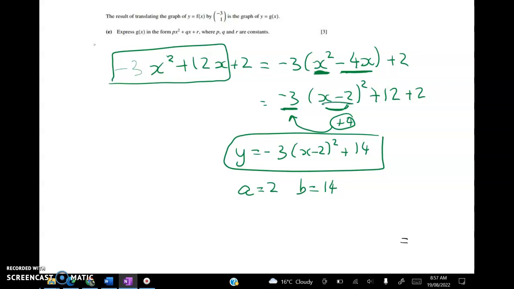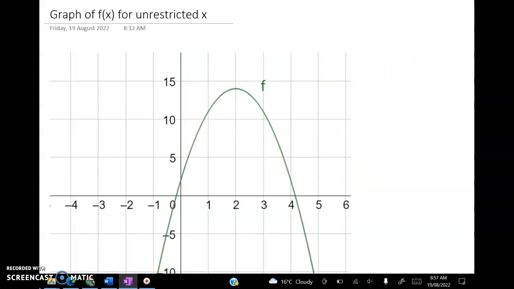I can see that the vertex is going to be where x is equal to 2 and y is equal to 14. Now I've done that nicely in GeoGebra, but you can do that roughly on your page. So here's the nice version of that done in GeoGebra. We've got an upside down parabola and the vertex is here at the point 2 and 14.